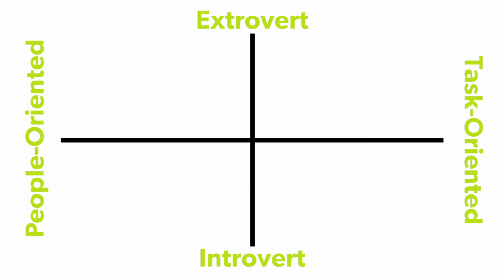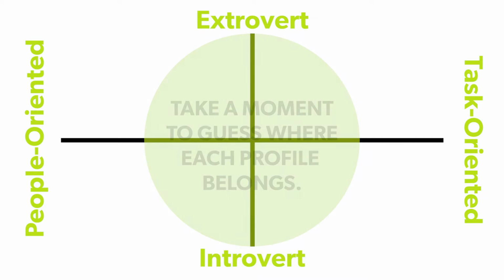One of these DISC profiles is a task-oriented introvert. Another one is a people-oriented extrovert. Another quick way to sum up these 4 different profiles. So before I tell you what goes where, give yourself a pop quiz. Pause the video and take a moment to guess: where does the D go? Which quadrant? Where does the I go, the S, the C? Take a guess, and I'll give you the answers right after this.